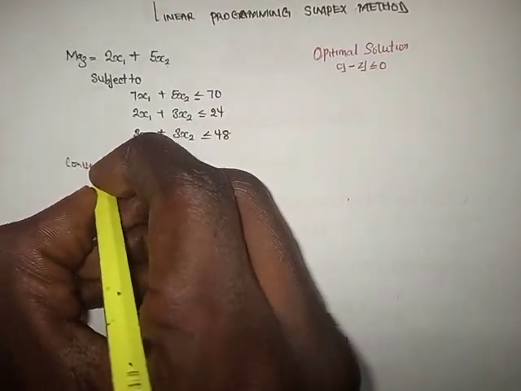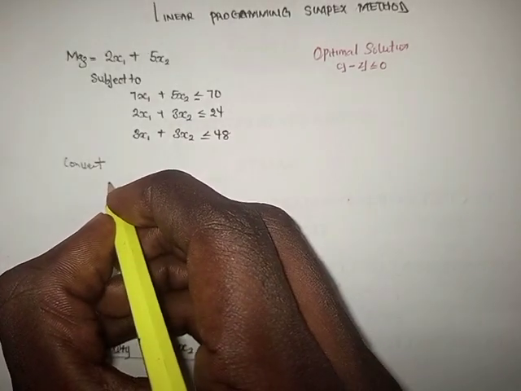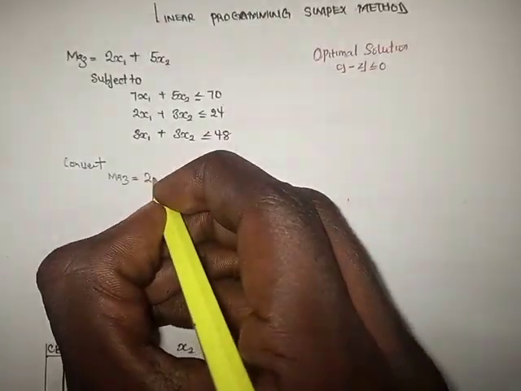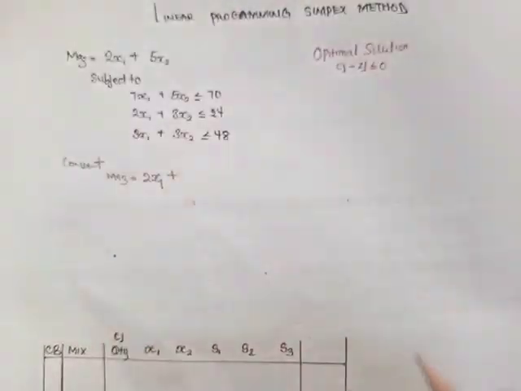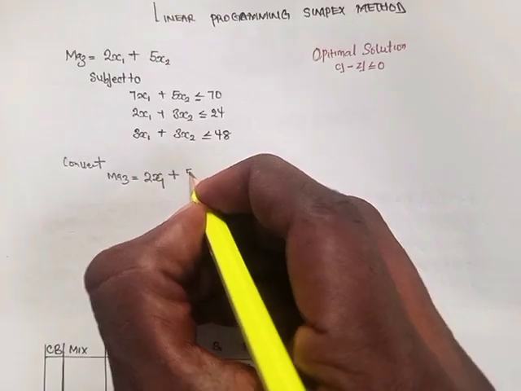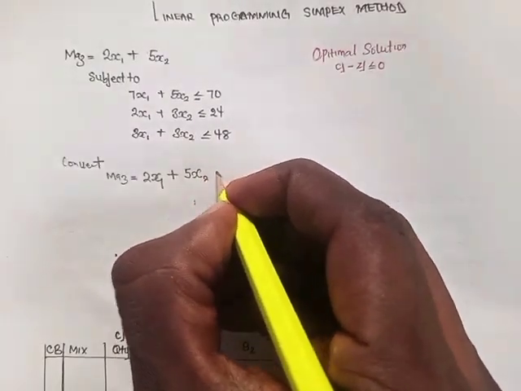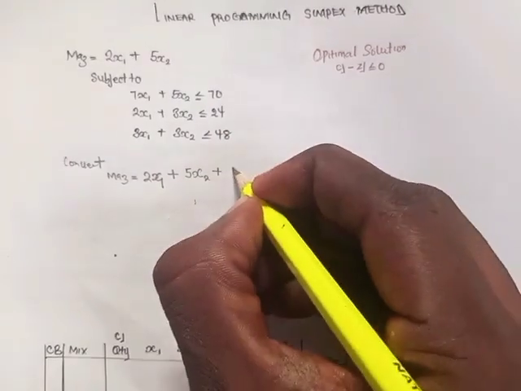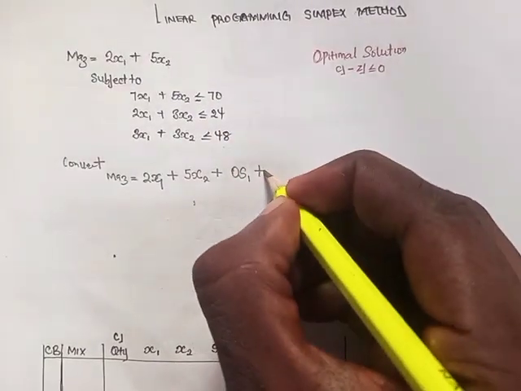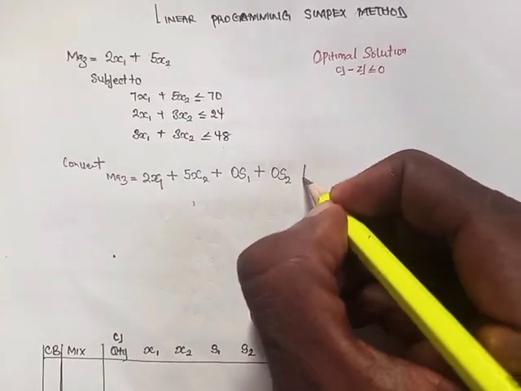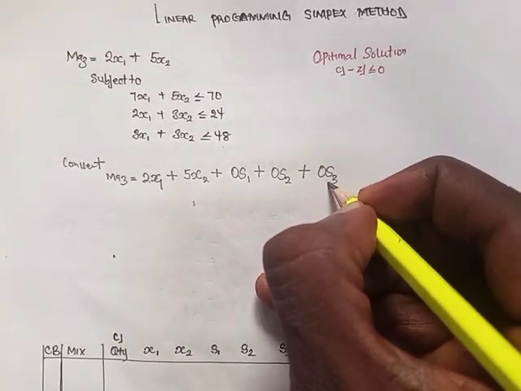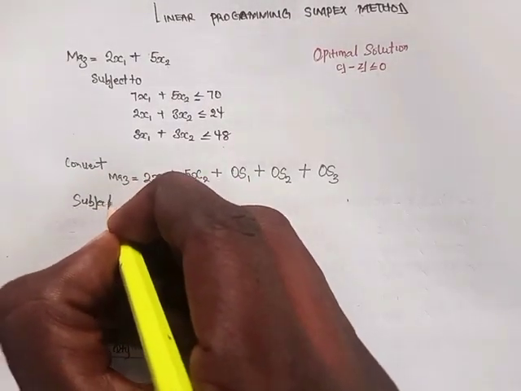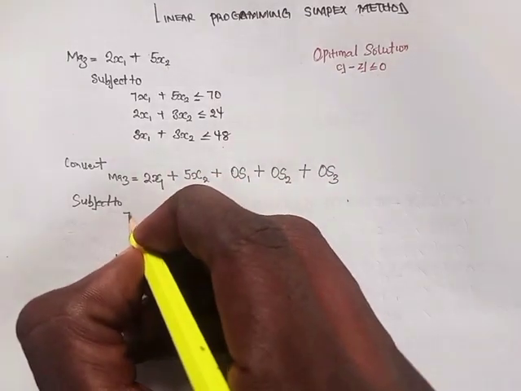Now the first thing we need to do is to convert our objective function to standard format. Our objective function is also known as the max. So to convert the objective function, the first constraint will be equal to 0, the second constraint will be equal to 0, and the third constraint will also be equal to 0. I've been able to convert it to standard format. Now, I need to convert my constraints to standard format as well.